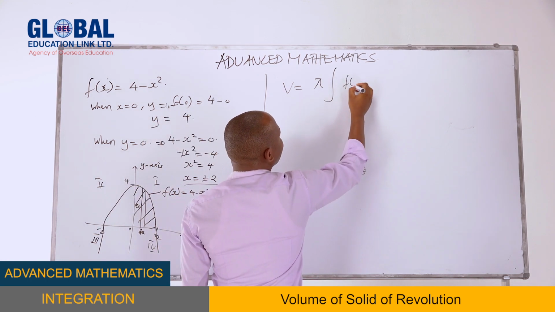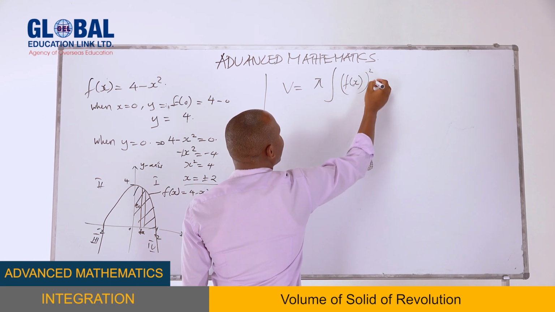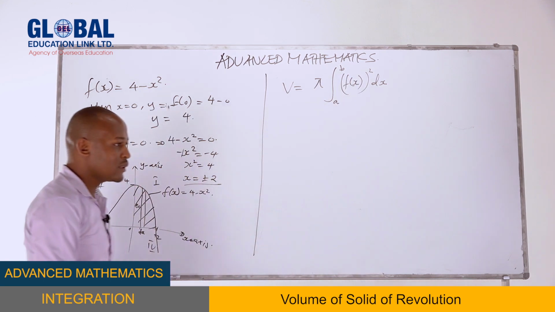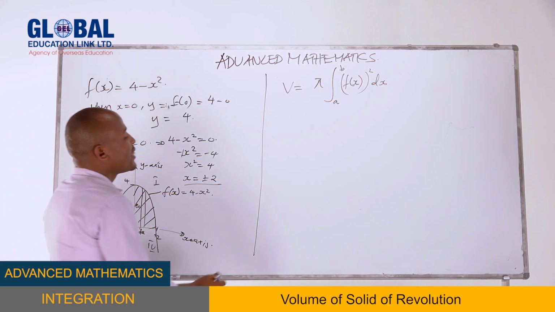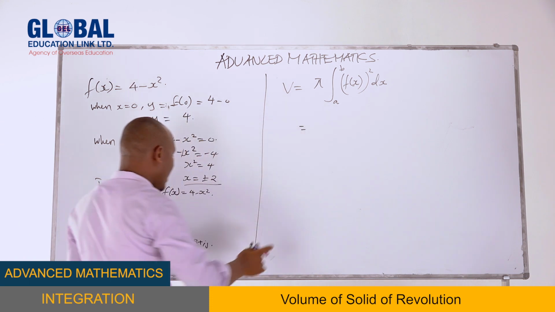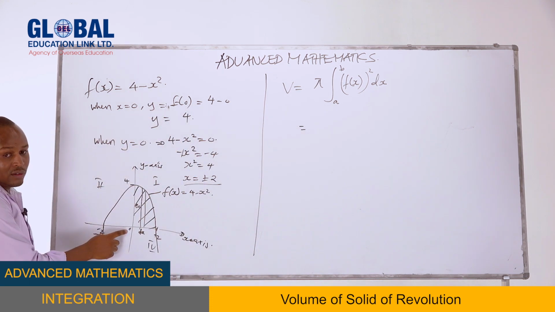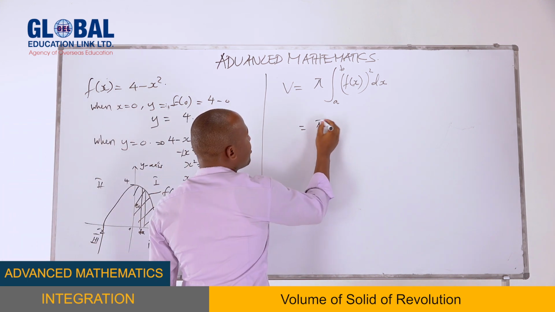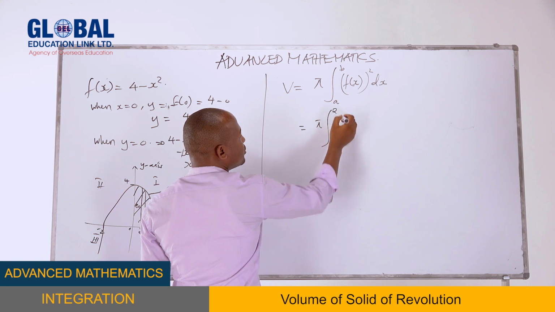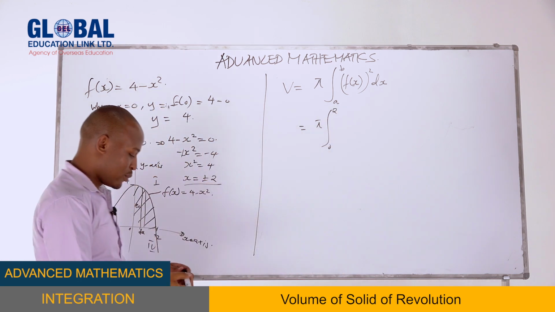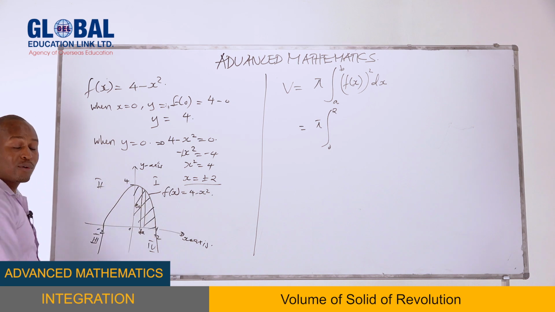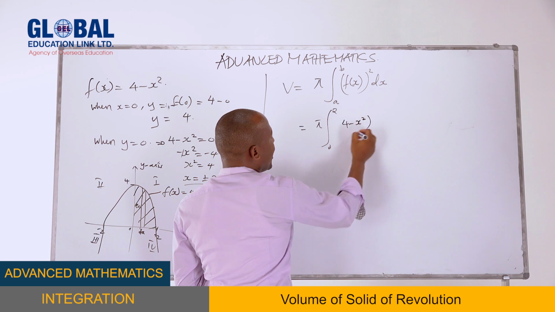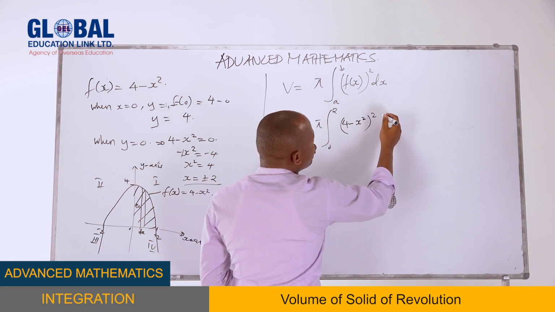of f of x, all of that is squared with respect to x from a to b. That's what we're trying to look for. That is to say, our limits now, our a will be 0 and our b will be 2. Now let's see. We have pi from 0 to 2. Then the function. What is the function? The function is 4 minus x squared. So we have 4 minus x squared, and all of that, according to the formula, is squared.